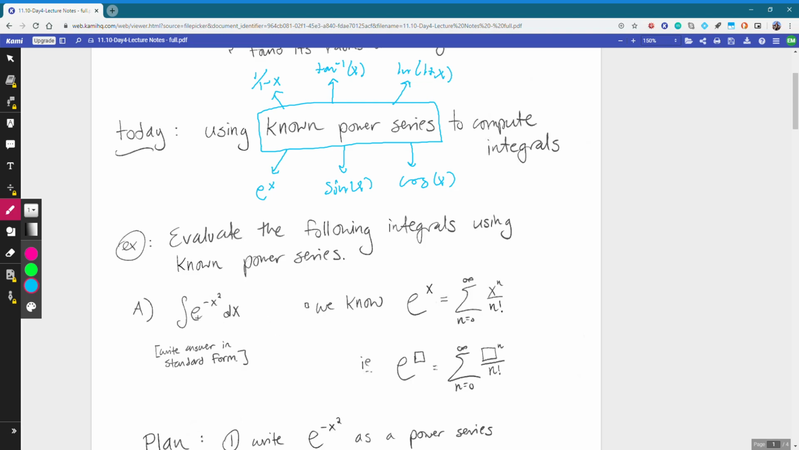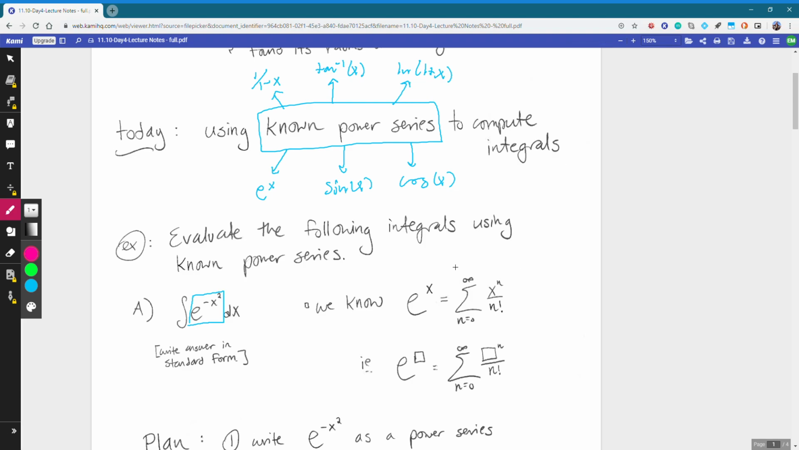All right. The second thing that we might notice is that this function, e to the minus x squared, is not literally e to the x, but it's kind of close, right? It's e to the something. And we can use that. We know the formula for e to the x. That's the sum from n equals 0 to infinity of x to the n over n factorial. That's how we write e to the x as a power series.